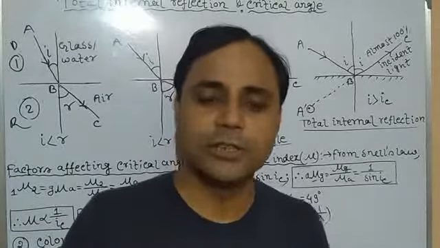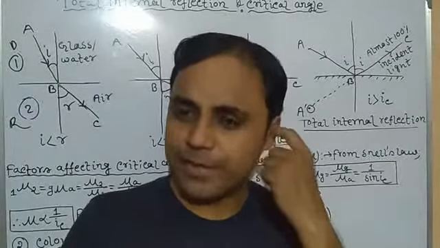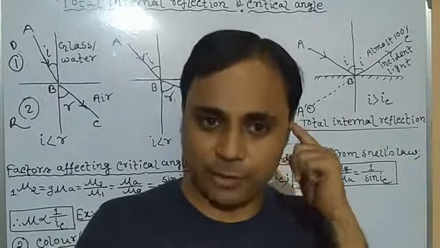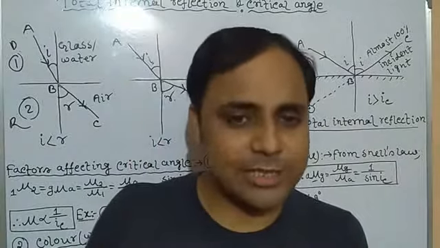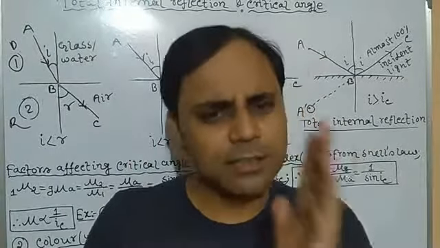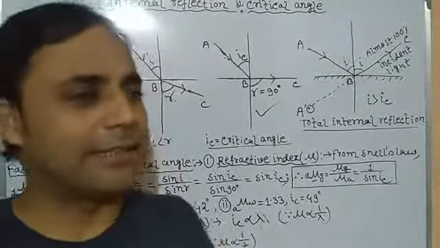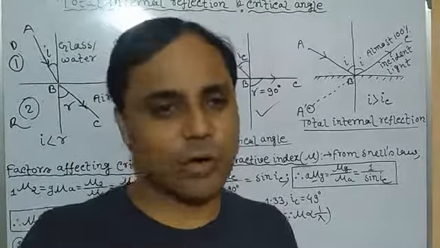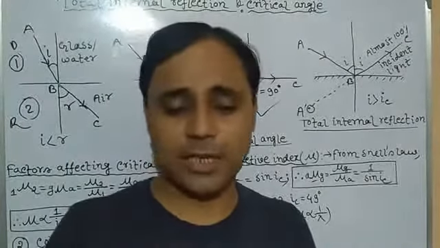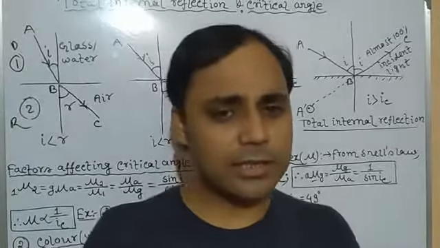But in case of normal reflection, it loses some part of energy. That's all. Energy means light energy, and that's why the brightness of the image in normal reflection is not as bright as compared to total internal reflection.